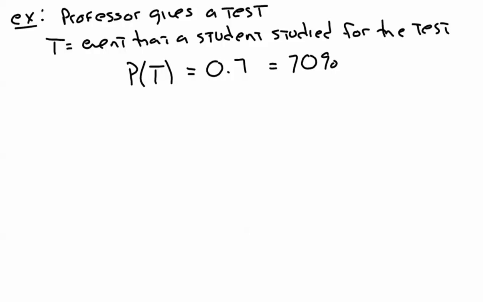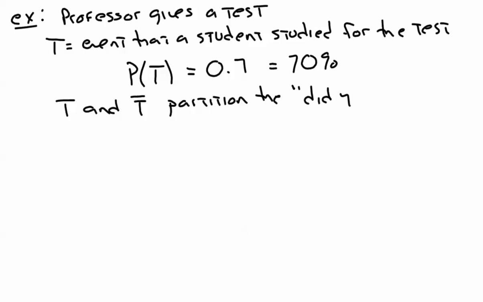You'll notice that studying or not studying partition the did-you-study sample space. Event T and event not T partition the did-you-study sample space.